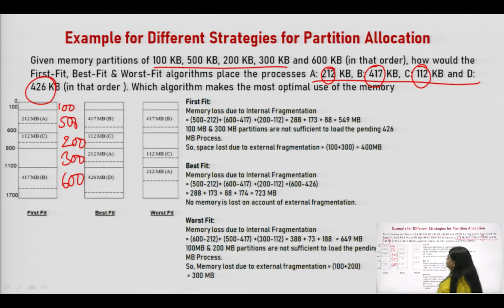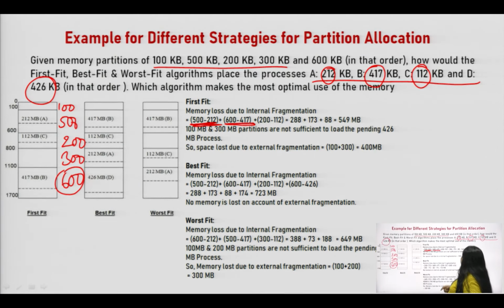The first requirement was 212, which cannot be satisfied by the 100 kb block, so we have placed it in the 500 kb block. Here the first internal fragmentation is 500 minus 212. Next we have 417. It cannot go into any of these because the 500 block has already been used by process A, so it has to go into the 600 kb block, and the internal fragmentation is 600 minus 417.